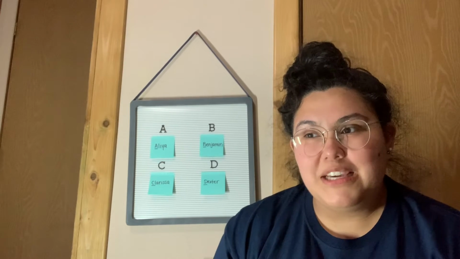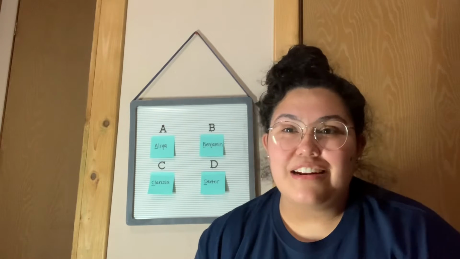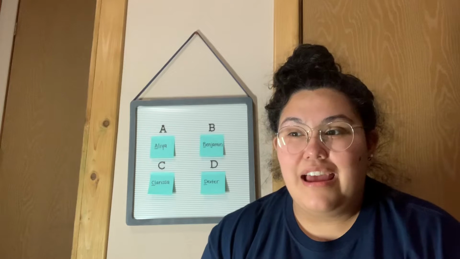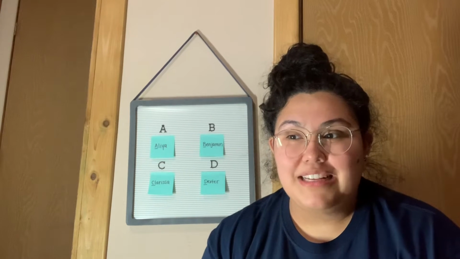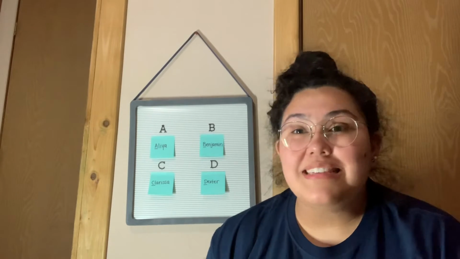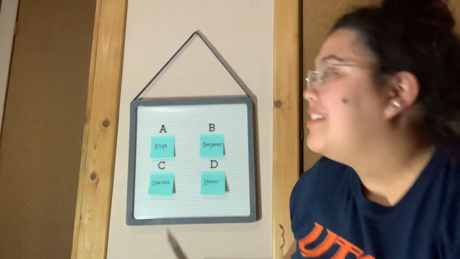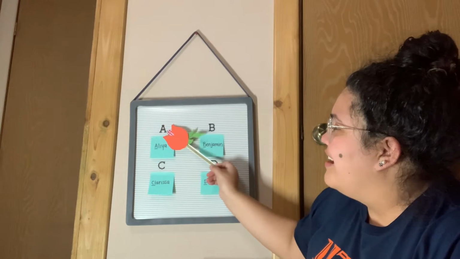The content objective for today is that students will be able to identify the letters A, B, C, and D. And for our language objective, students will be able to make the sounds of the letters A, B, C, and D. All right, boys and girls, what is this letter?